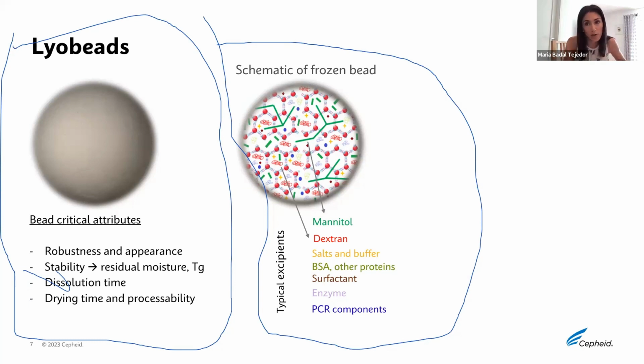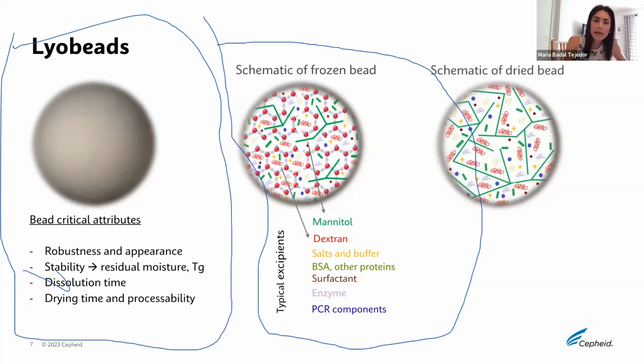And then the protein also comes with a buffer, with some salts, and in some cases it's also necessary to add a surfactant to process the liquid formulation through the tubing system. But all these components need to be added in a certain amount to be able to fulfill the critical attributes of the beads, of robustness.